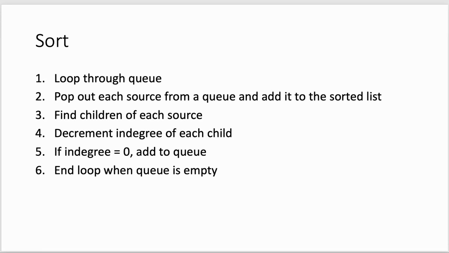Next, you loop through the queue. You pop out each source from the queue and add it to the sort list. You find the children of each source, and you decrement the indegree of each child vertex. If the indegree of a child is 0, or if it's a source, you append it to the queue, and you end this loop when the queue is empty and has no nodes.